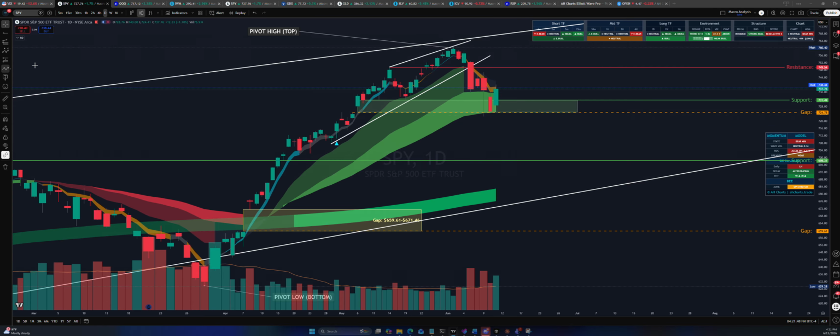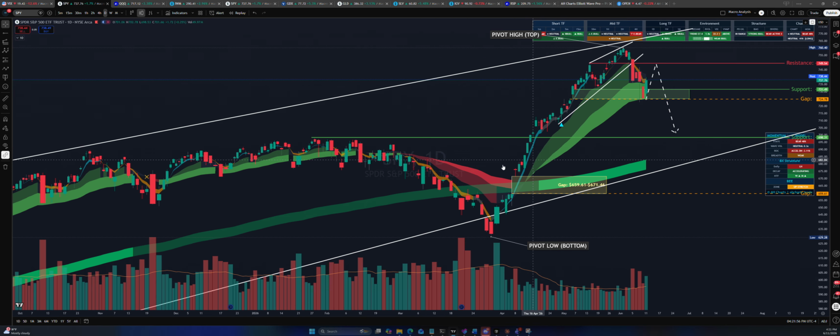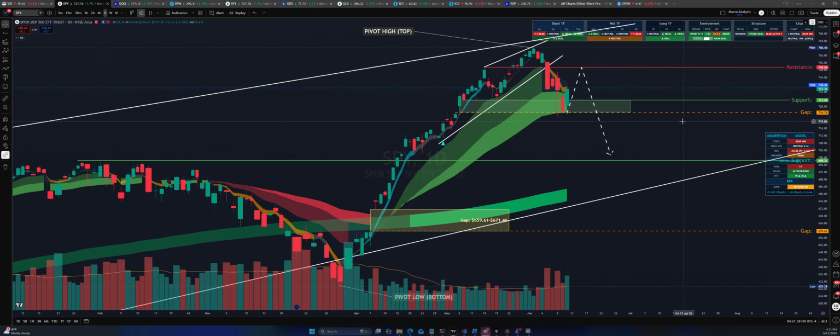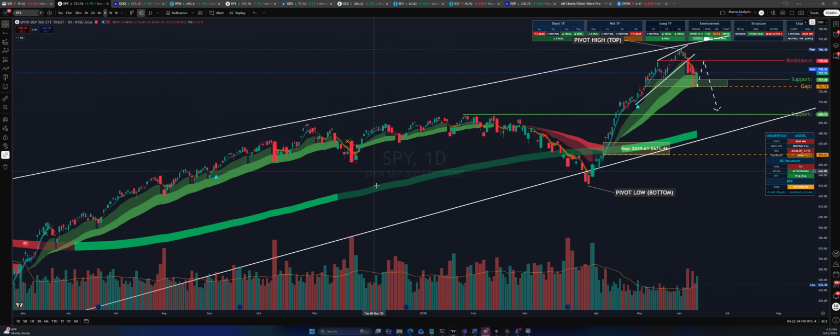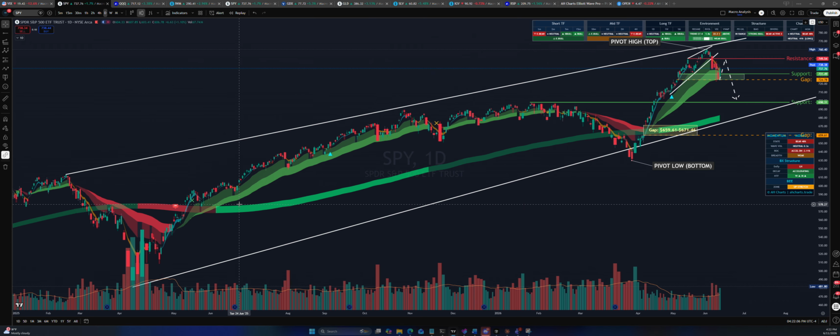Because there's only 2 things that could happen. You continue to break to the upside, or you get rejected here, and you come back and you test this level here where you broke out. Nobody knows how it's going to go. We have no idea.